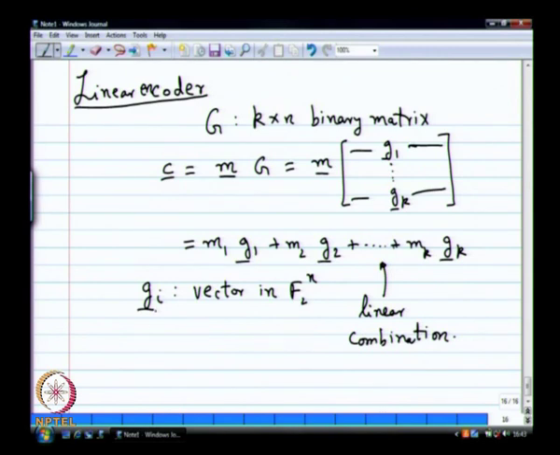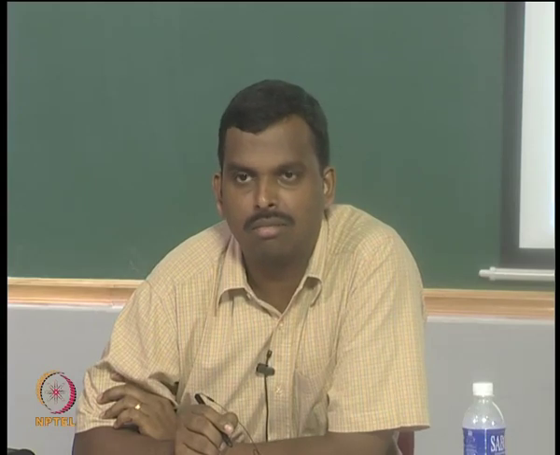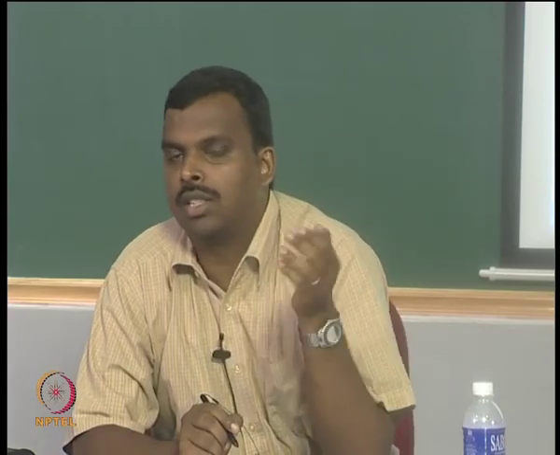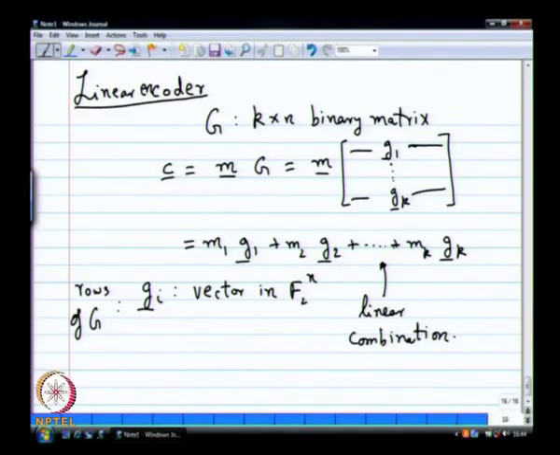These g_i's are the rows of G. These are all vectors in F_2^n, in the binary vector space. And when I form a code word, what am I doing? I am taking linear combinations of a set of vectors from a vector space, all possible linear combinations. That is a strange thing for people to get used to. So far you might have dealt with only R^n. When you say all possible linear combinations in R^n, how many will there be? Infinitely many. But in F_2^n, you have only finitely many linear combinations. If I take k vectors and form all possible linear combinations, there are only 2^k.